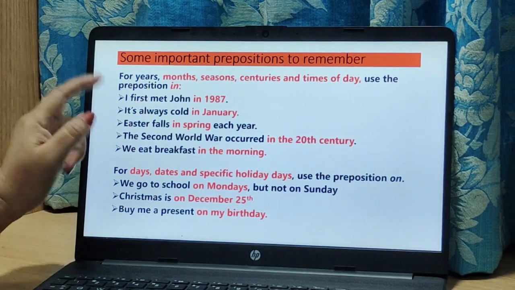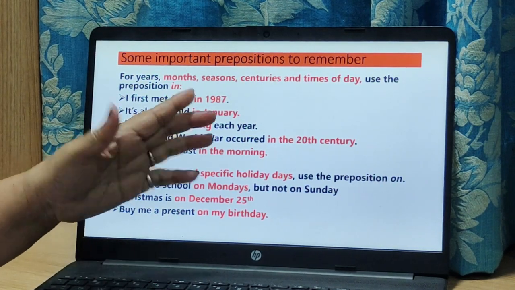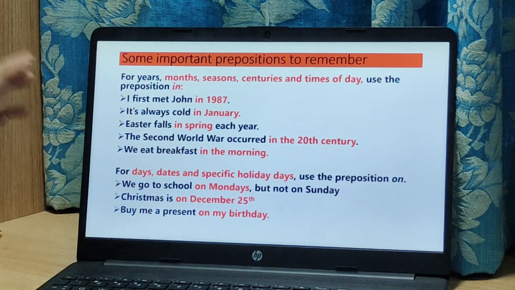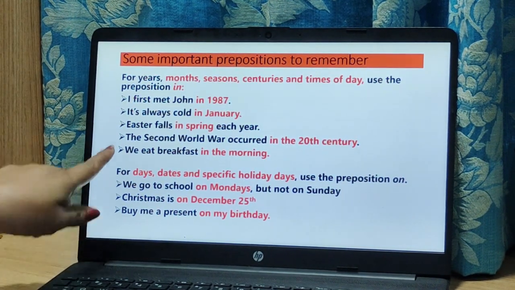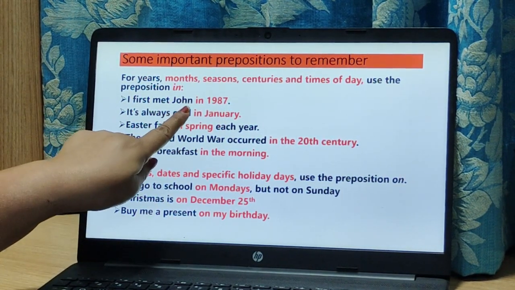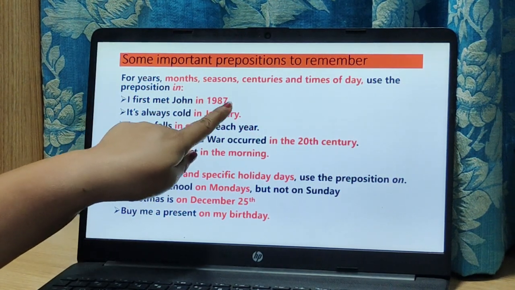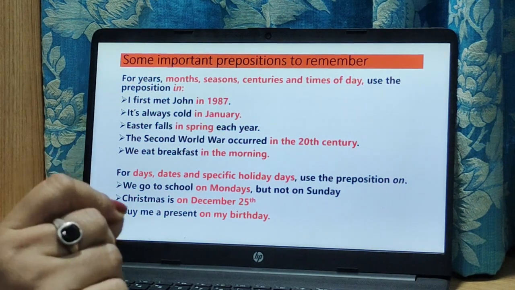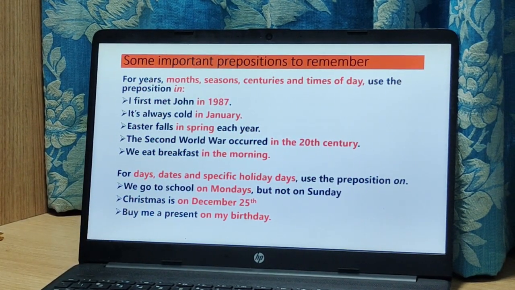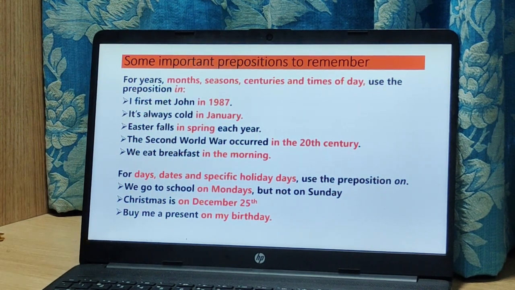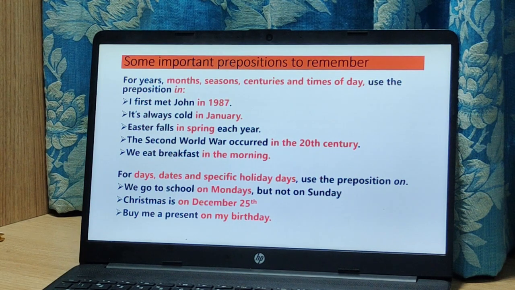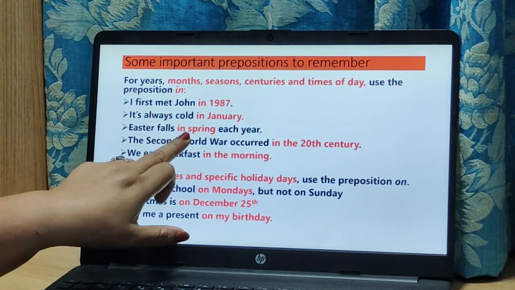Say for instance, when we talk about months, seasons or centuries, there are a few things which are fixed. Those prepositions are a must. Like, I first met John in 1987. There will always be an "in" before a year. Or when we talk about months of the year, there will always be "in". It's always cold in January. Or we're talking about seasons, it will always be "in".